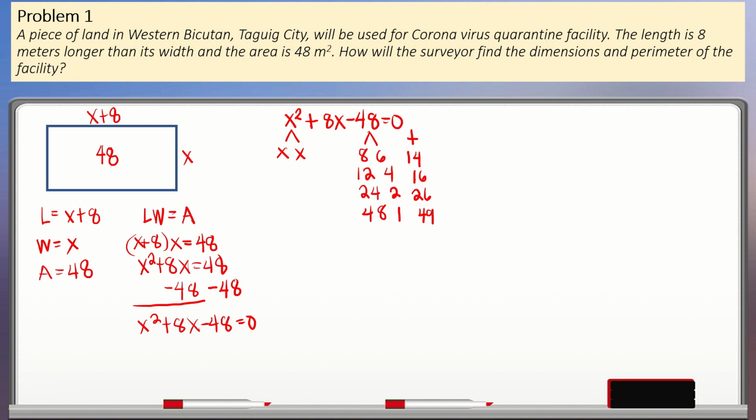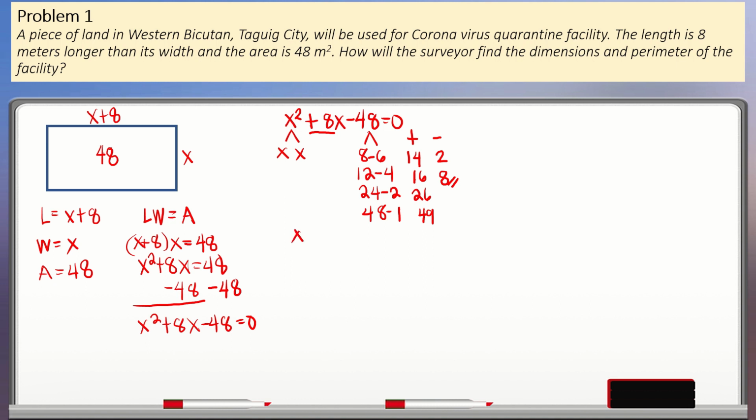So let's check if we get positive 8 from adding the factors. If not, we'll try to apply subtraction. So we subtract the factors. So 12 minus 4, we have 8. So since we already get 8, then we can now use this as a factor of x squared plus 8x minus 48.